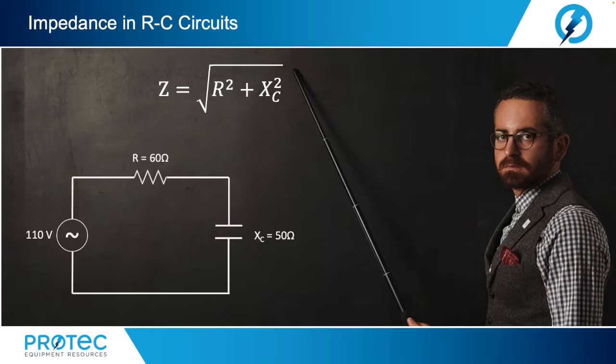Once again, as an example, a 50 ohm capacitive reactance and a 60 ohm resistance are in series across a 110 volt source, as seen here. We once again calculate the total impedance, and we find the impedance is equal to 78.1 ohms.